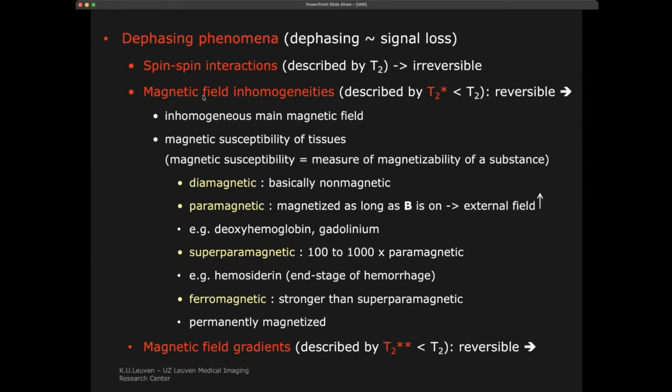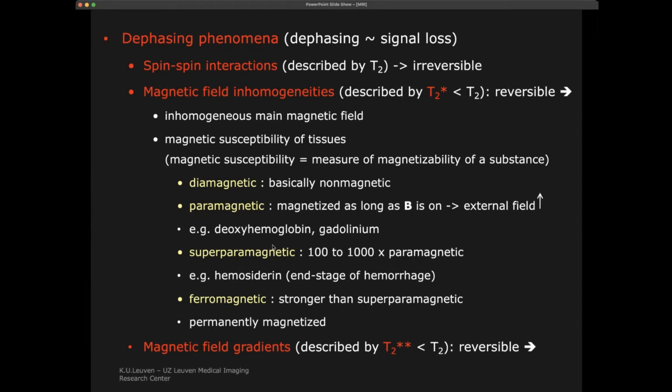So this is the non-intrinsic differences in the magnetic field, which is caused by external circumstances, predominantly the machine, predominantly the inhomogeneities in the main magnetic field, but can also be because of some overall properties of the tissue that will make it slightly different magnetically. That's T2 star. This kind of field inhomogeneity is not related to the local molecular environment, and these inhomogeneities are much, much larger than T2.